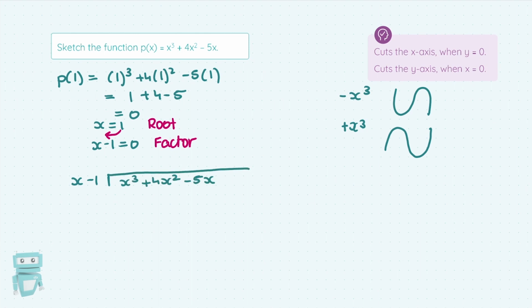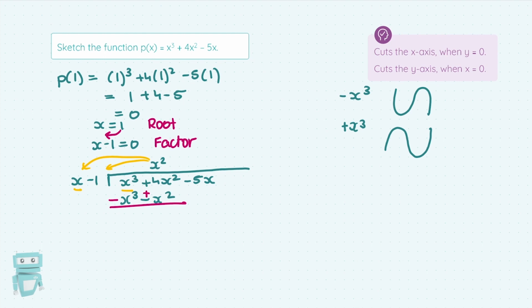And all we've got to say to ourselves, always the first term into the first term. What do we multiply x by to get x cubed? It's x squared. And then times that by the factor. And there'll always be a row of cancelling going from left to right. So x squared times x gives me x cubed. Minus 1 times x squared gives me minus x squared. And then we draw the line and change the signs.